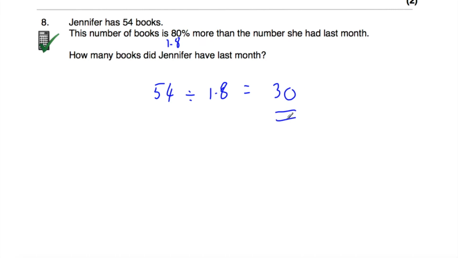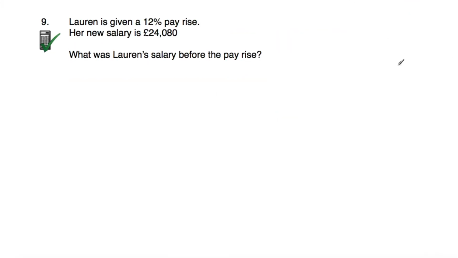So that means that last month Jennifer would have had 30 books. And that's it. Okay, let's look at our next question, question number 9.